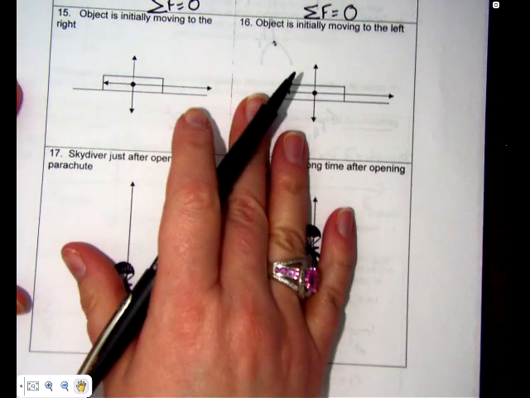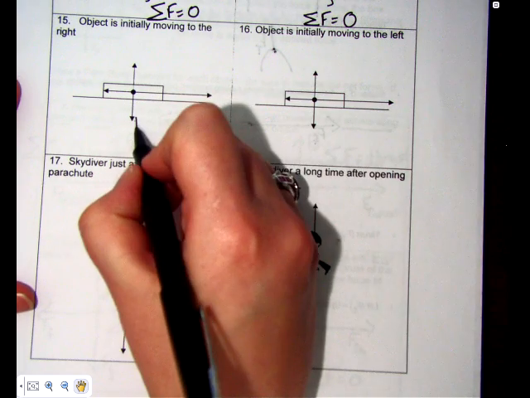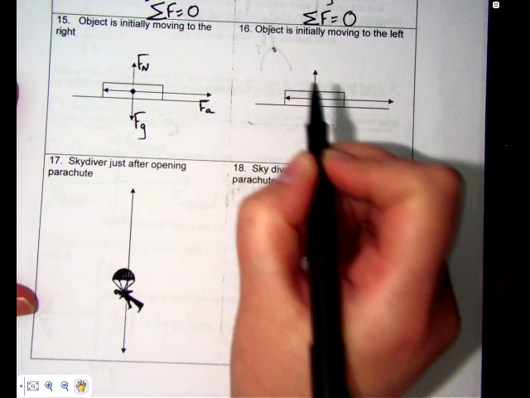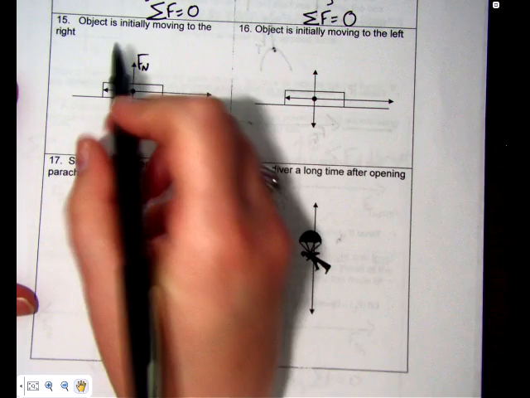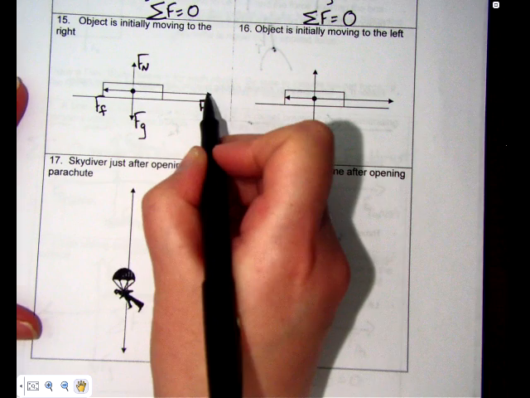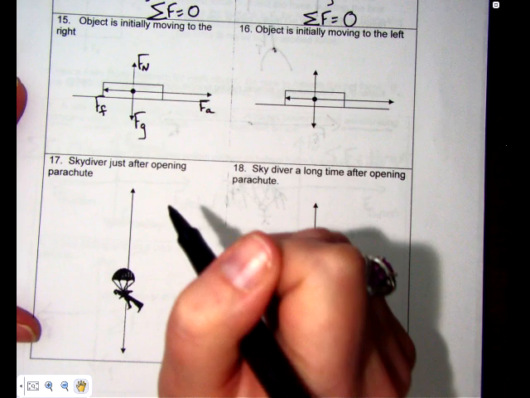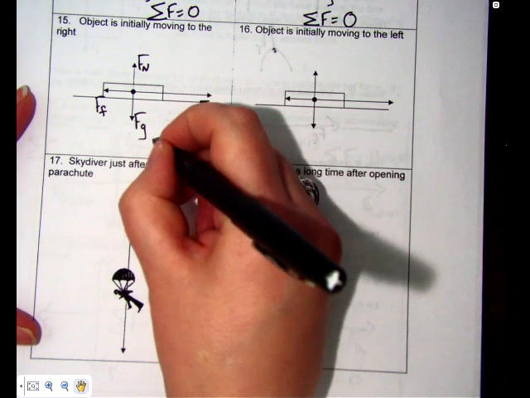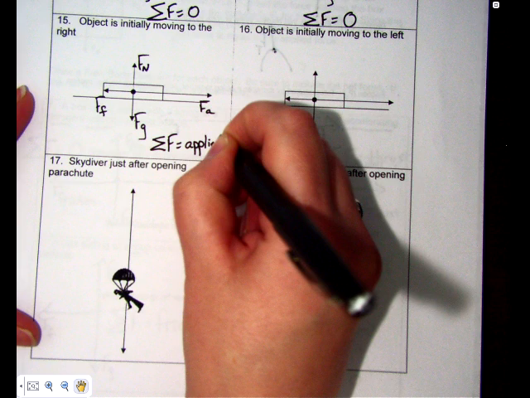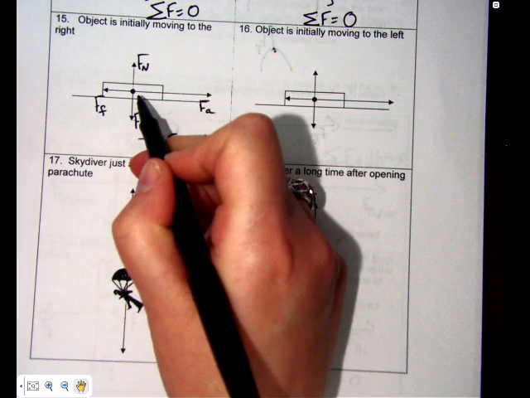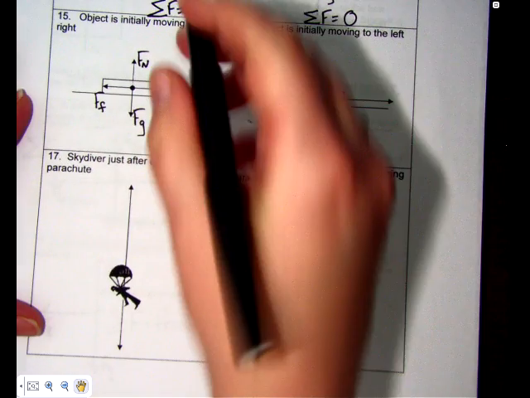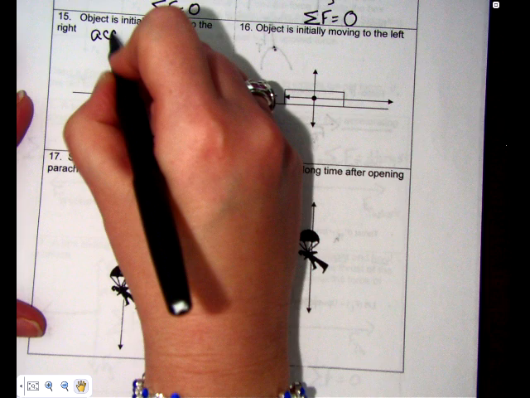15, an object is initially moving to the right, so we have our gravity, our normal force, now our applied force moving this object to the right, and this is our frictional force. Since they drew the arrow here, in this case, longer than the frictional force, the net force is the applied force, and if the force of moving it is overcoming the friction, then this is a case of accelerating.